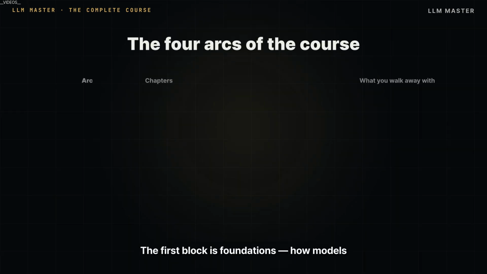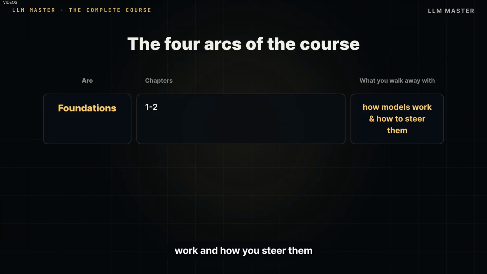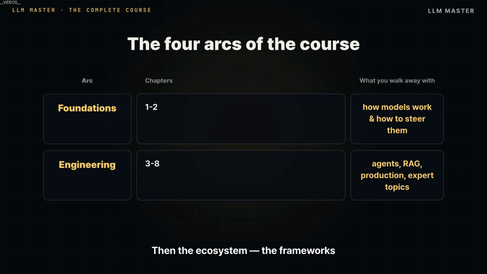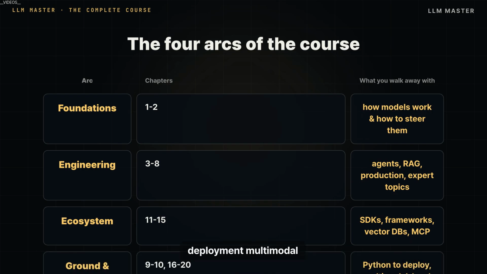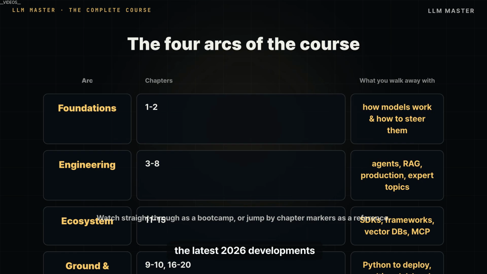The first block is foundations, how models work and how you steer them. Then the engineering core, agents, retrieval, and everything that turns a demo into something you can actually run in production. Then the ecosystem, the frameworks, SDKs, vector databases, and the model context protocol you'll wire together in real projects. Then the ground floor for anyone who needs it, Python, backends, and FastAPI. And finally, the frontier and the hands-on end, deployment, multimodal, the latest 2026 developments for real projects, and getting a full open model running locally. 20 chapters. Use the markers to navigate. Let's begin at the very bottom.